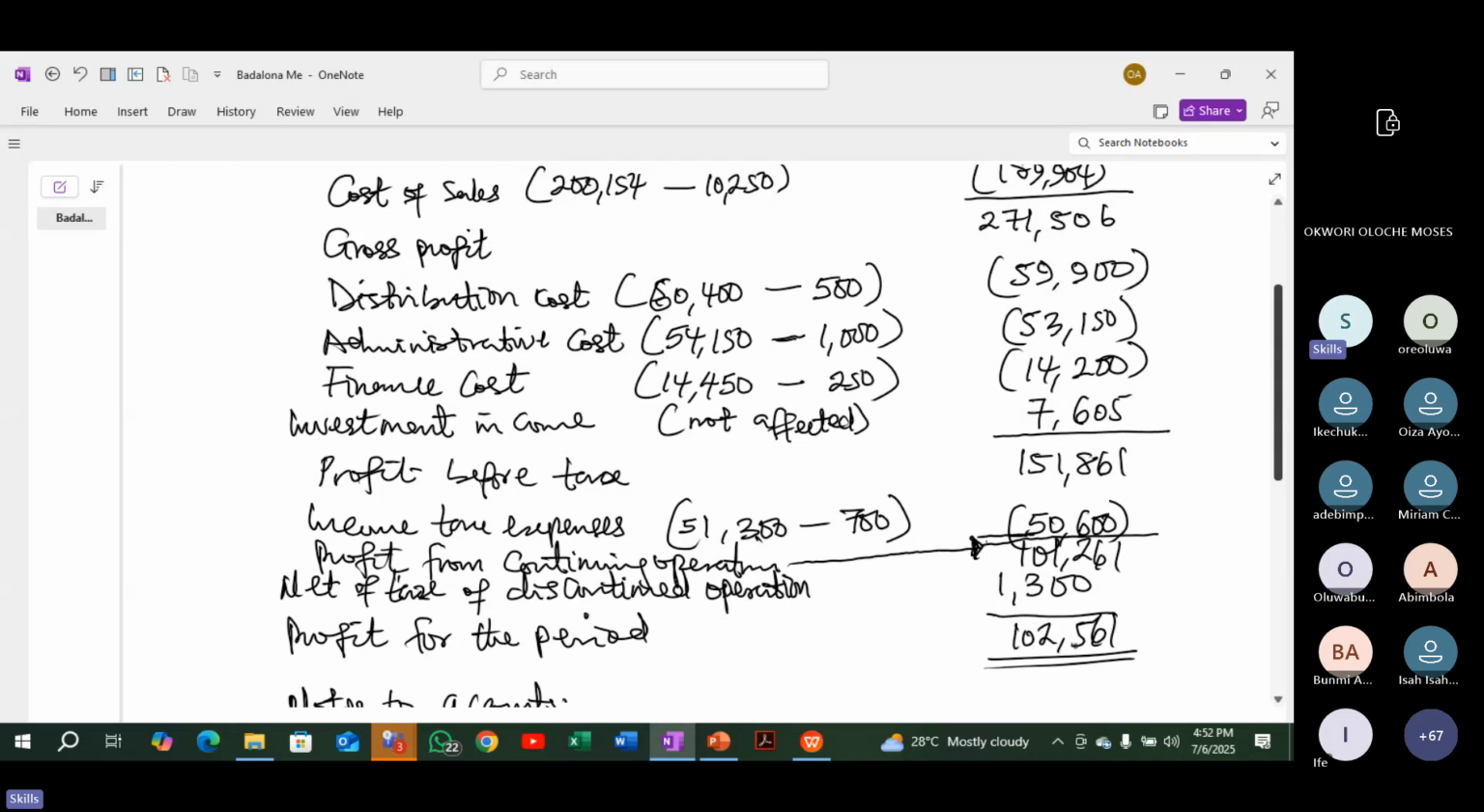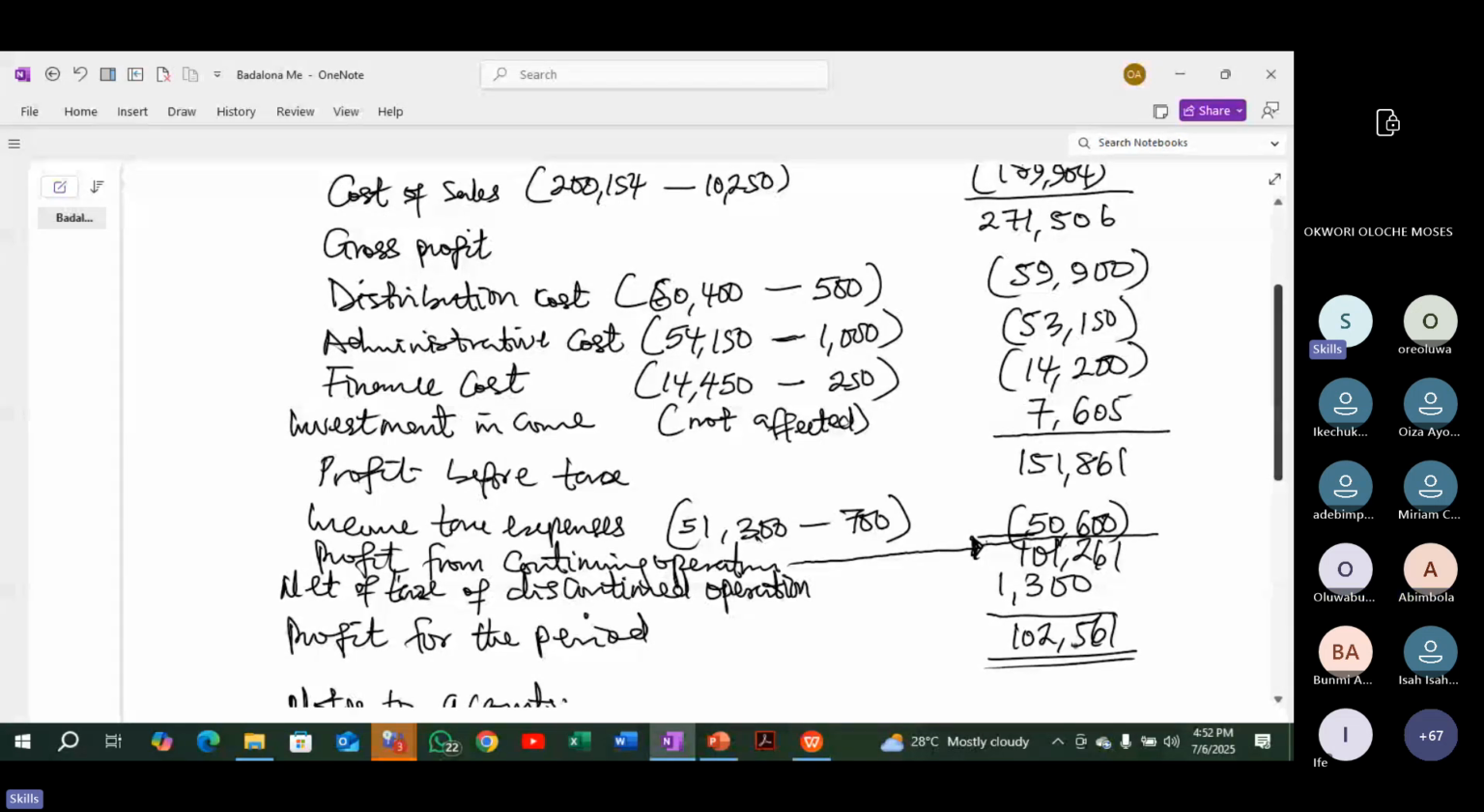You will know from the perspective of the examiner. They will make a statement, and that statement will guide you on whether it meets the criteria of IFRS 5 or not. Are you getting me? Whether it meets the criteria of IFRS 5 or not.